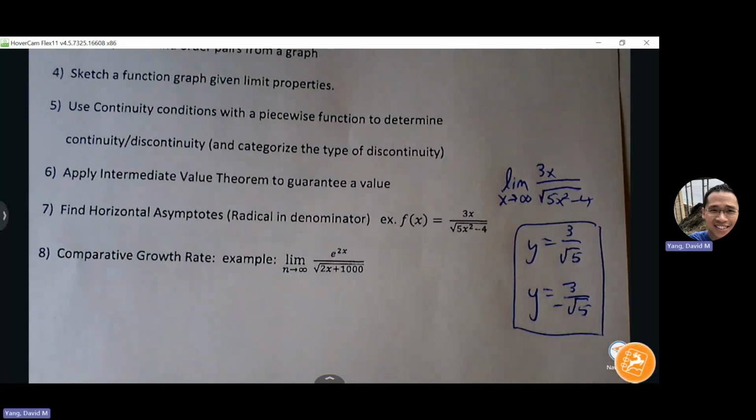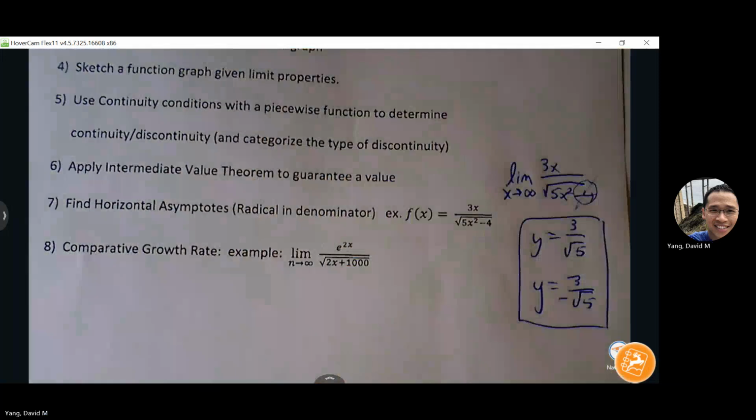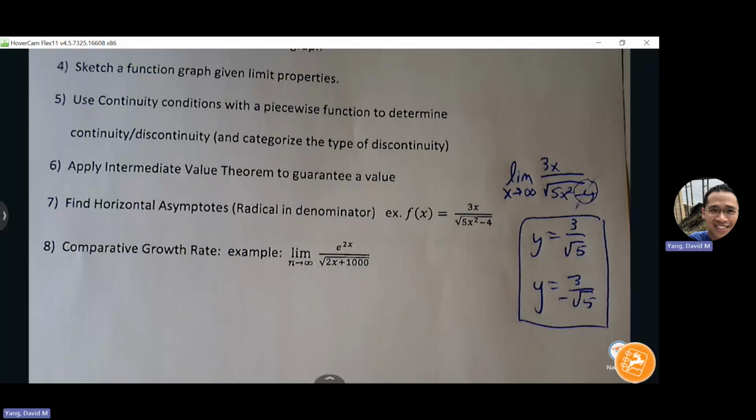What happens to the x squared minus 4 at the bottom? Yeah, we don't care about the -4. Anything that's a lower degree doesn't matter, right? Just like before, when we talked about comparing degrees, we only care about the highest degree because a lower degree is not going to impact the behavior of the graph.